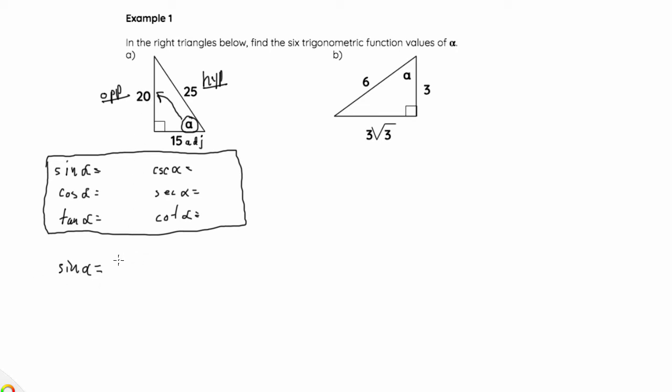So the sine is the opposite side, which is 20, divided by the hypotenuse, which is 25. Now here's the work I'm talking about: we can't leave it 20 over 25 because it reduces. A 5 goes into both of these, so that reduces to 4/5. And this is the answer that we write up here, 4/5.